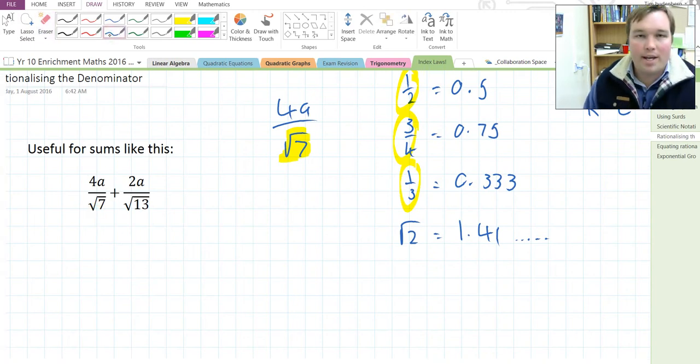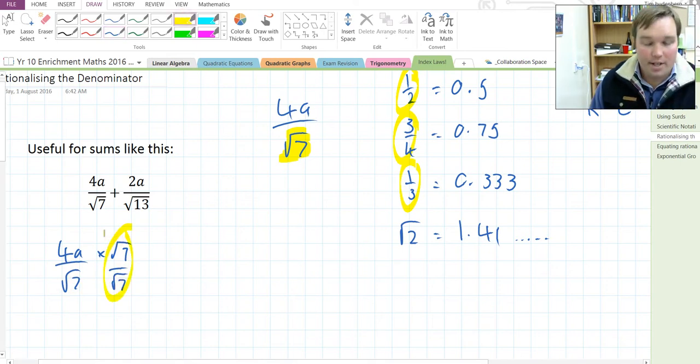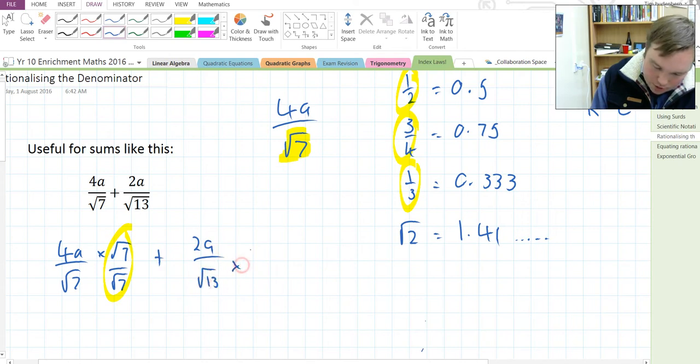Well, in this case, we multiply top and bottom by root 7. So for the 4a, we're going to multiply that by root 7, and on the bottom, root 7 as well. Now, why are we doing this? Root 7 divided by root 7 is just 1, so when we're multiplying top and bottom by root 7, we're multiplying by 1 and not changing anything. Same with the root 13. Top and bottom by root 13, and let's see what happens.